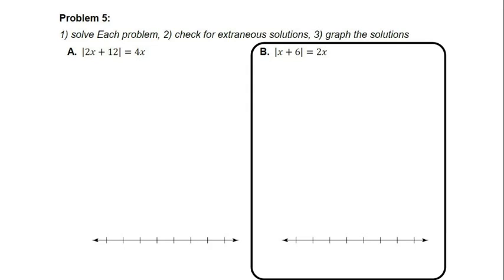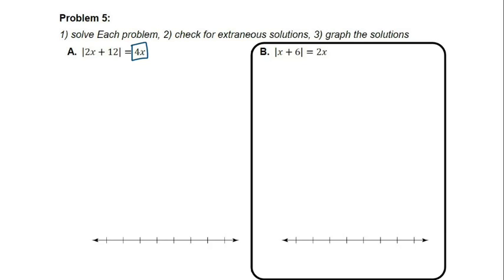Alright, this is chapter 1.4, problem 5. The instructions say to solve each problem, check for extraneous solutions, and then graph the solutions. Alright, so here's the deal. We haven't come across any extraneous solutions yet. That's partially because we haven't had any x's that were outside an absolute value, which is okay.